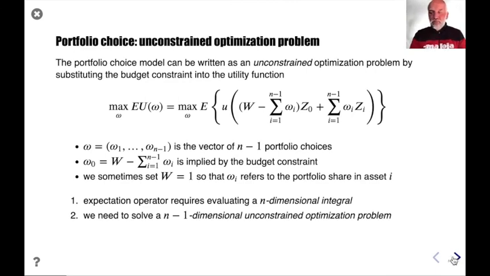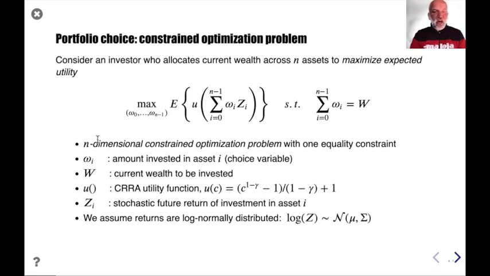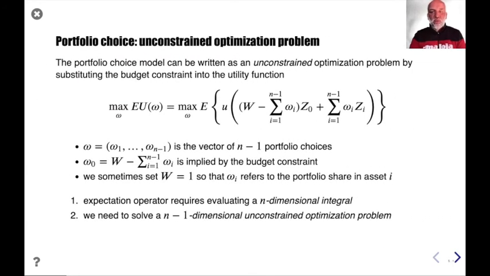Okay, so that was an n-dimensional constrained optimization problem with one equality constraint. This is the equality constraint, and it's an n-dimensional problem because we are maximizing over this n-dimensional vector, omega 0 all the way up to omega n minus 1. We can actually reformulate this as an unconstrained optimization problem. You can isolate omega 0 and substitute that in, and then you get what you have right here.